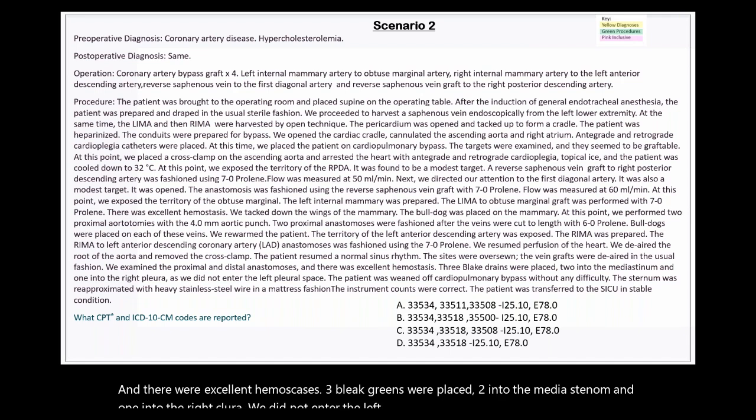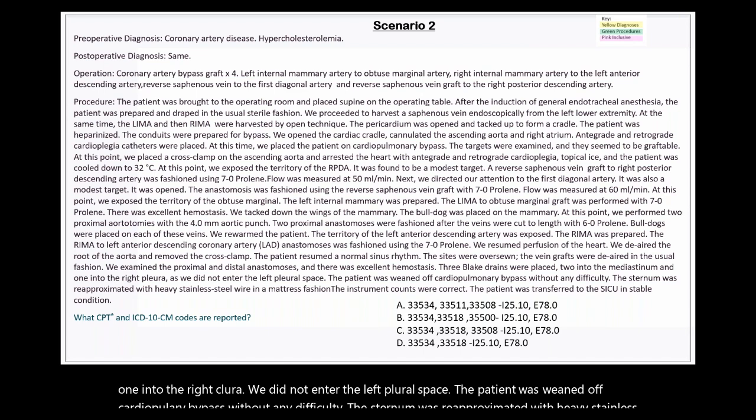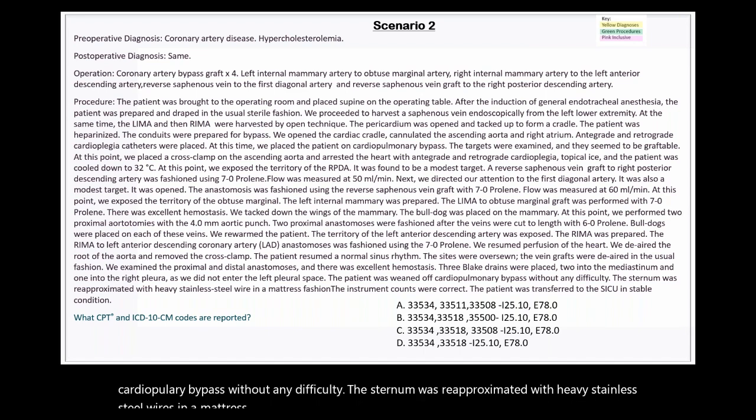The patient was weaned off cardiopulmonary bypass without any difficulty. The sternum was reapproximated with heavy stainless steel wires in a mattress fashion. The instrument counts were correct. The patient was transferred to the SICU in stable condition.